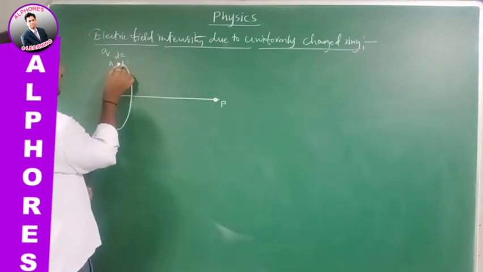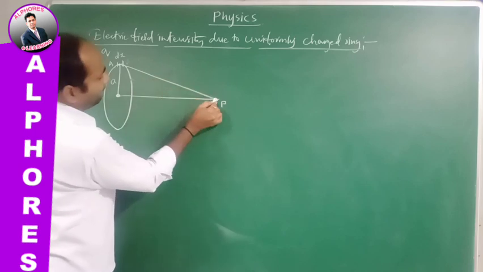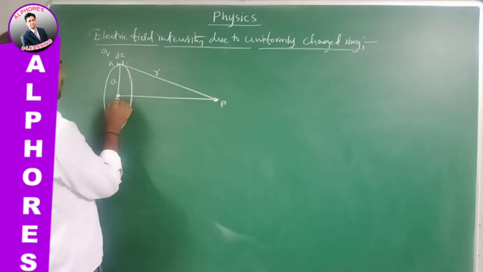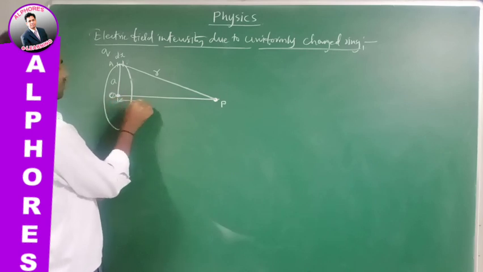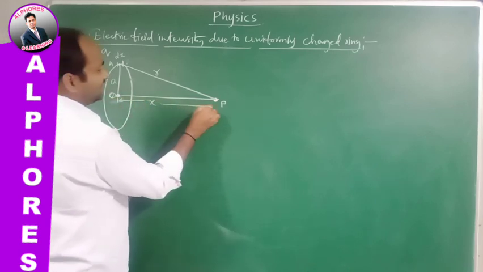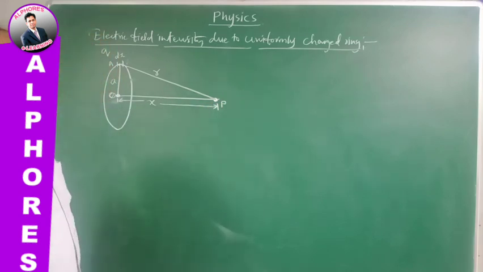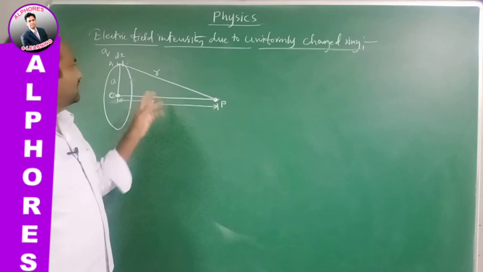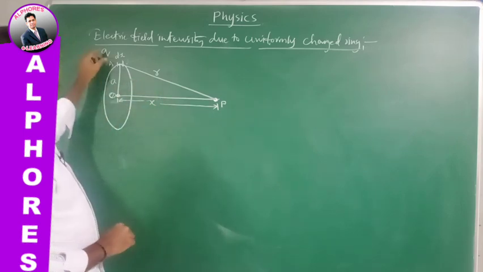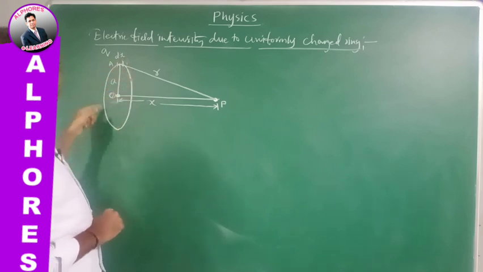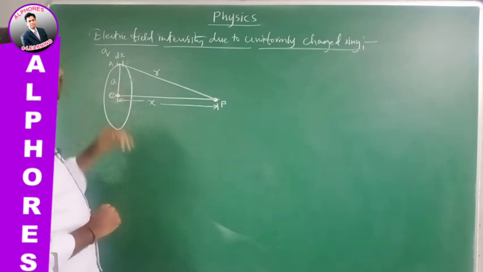So draw one line from here. Let us take this is small r, and this is OB, the center. Okay, OB, the center of the ring. From here to here, center to the point P, what is the distance? Let us take x be the distance. Okay. Now the total charge given to the circular ring is Q. Now what is the length of the circular ring of radius a? 2 pi a.